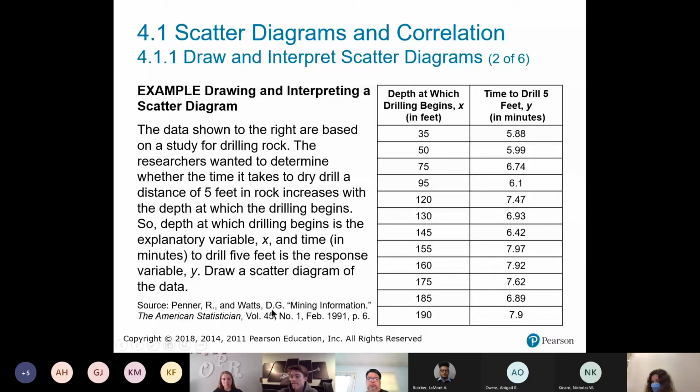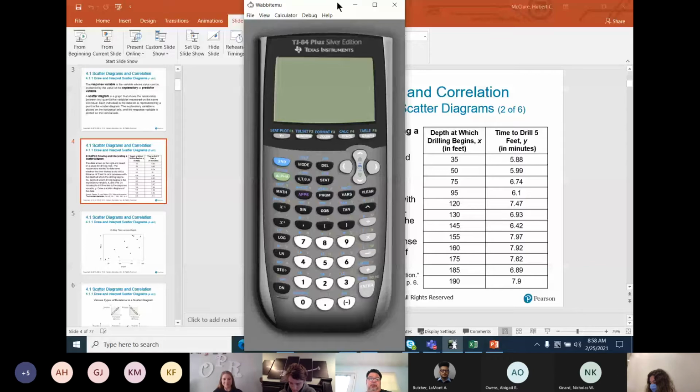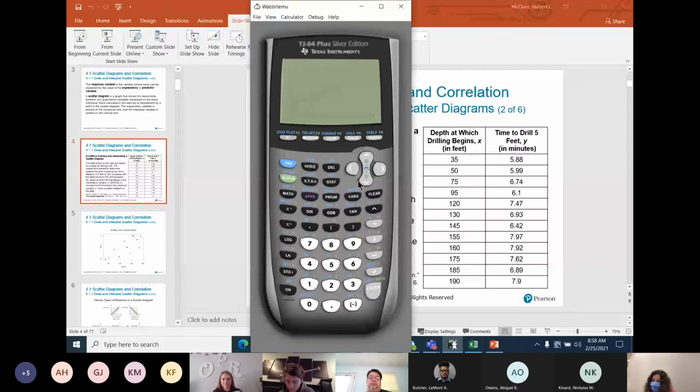Now I'm going to pull up my handy dandy calculator and my spreadsheet. And since I do things for y'all all the time, I guess I'll do it here. Oh, y'all are just spoiled. All right, second, or let's say stat, edit. And that's going to be 35, 50, 75, 95, 120. Y'all watch as I type these in, make sure I type them in right. 145, 155, 160, 175, 185, and 190.